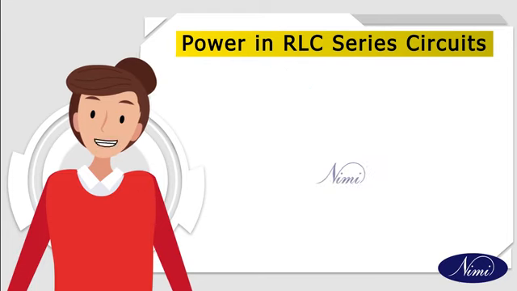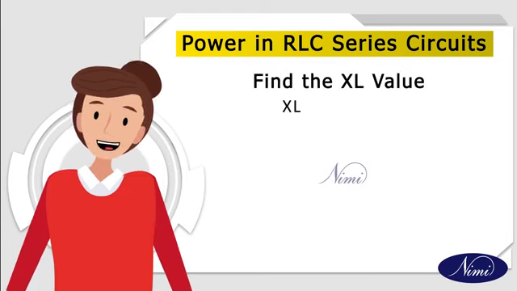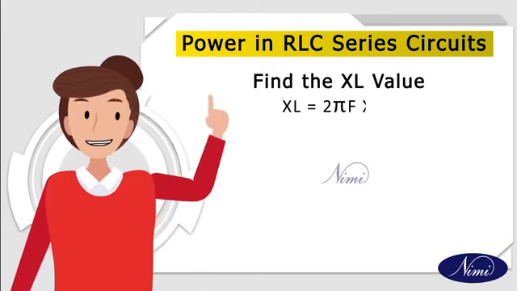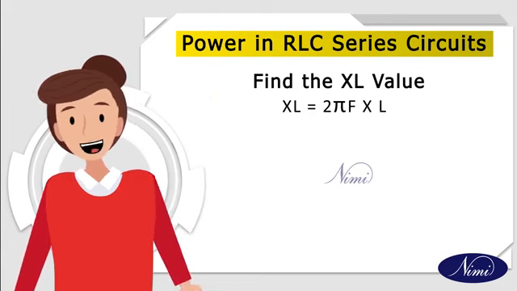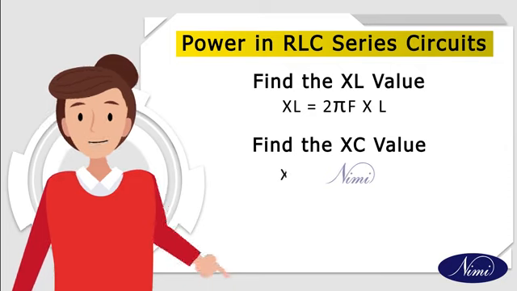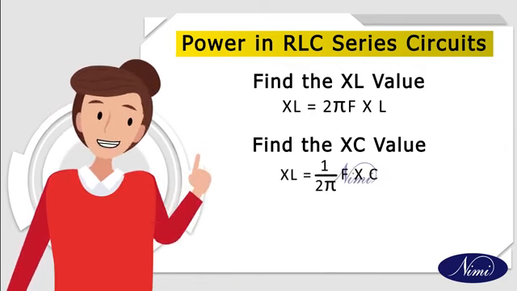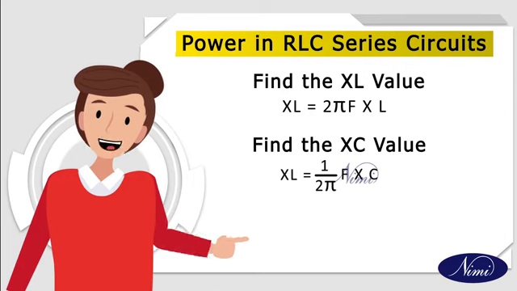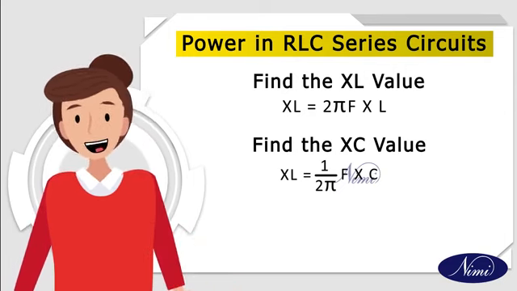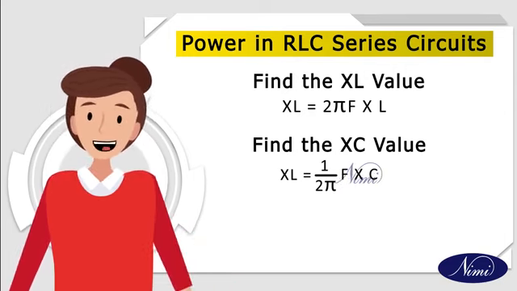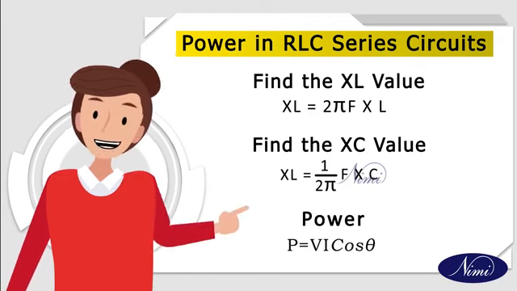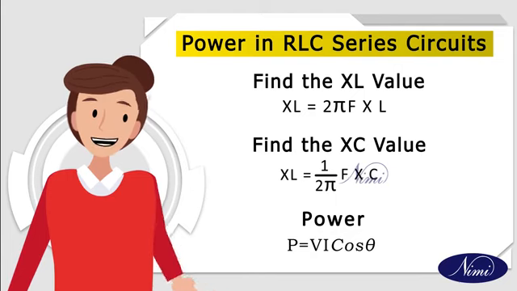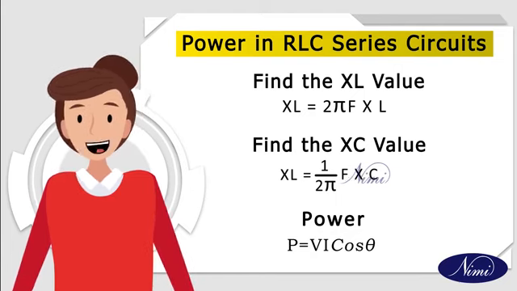Now we find the XL value. XL is equal to 2 pi f into L. We know the L value, then we can easily find the XL. Next find the XC, that is equal to 1 by 2 pi f into C. From C we can easily calculate the XC. Then Z we can easily calculate. Next is power. Power is equal to VI cos theta. From cos theta, current and voltage, we can calculate the power value.